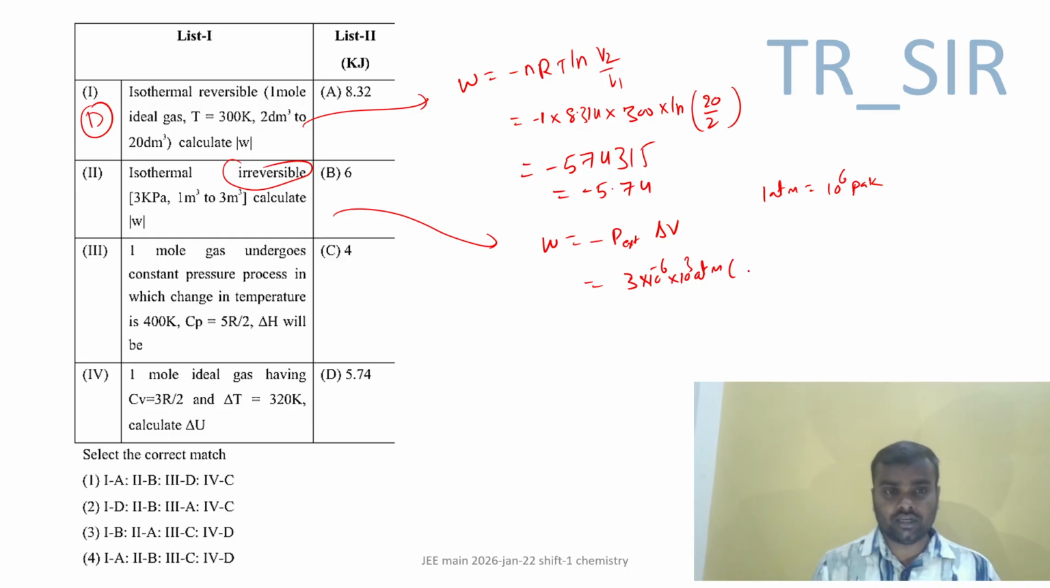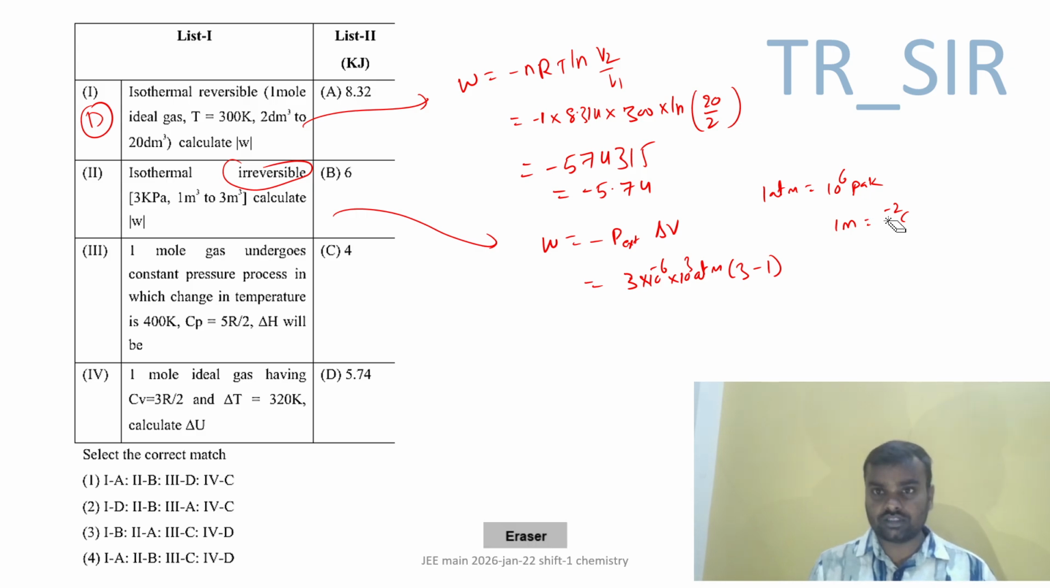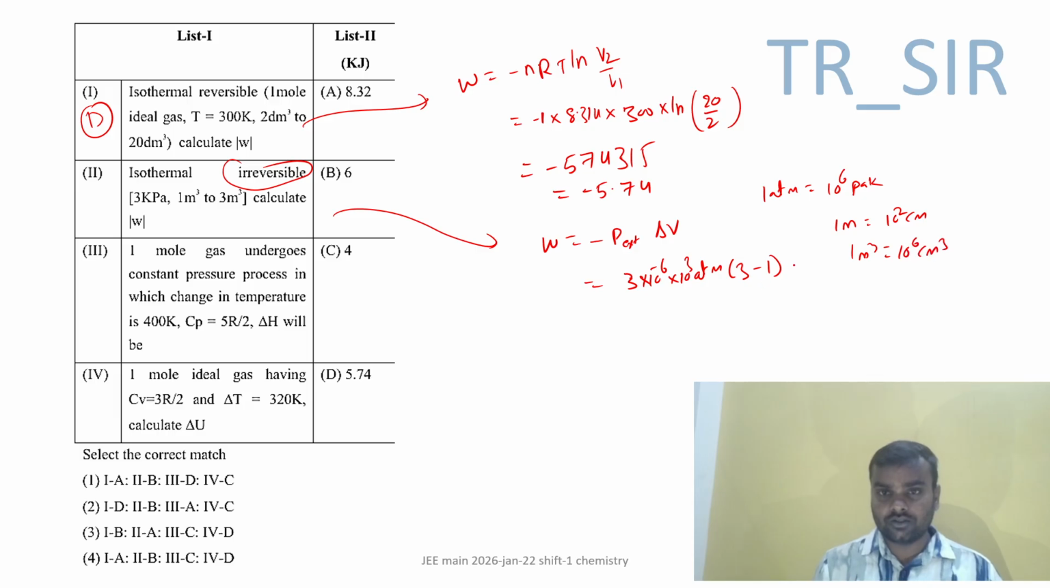You got it. V2 minus V1. So V2 how much? 3. V1 how much? 1. It is in meter cube. 1 meter is equal to 10 power of 2 centimeter. Then 1 meter cube is equal to 10 power of 6 centimeter cube. So here 10 power of 6, plus 10 power of 6 minus 10 power of 6 cancel out.